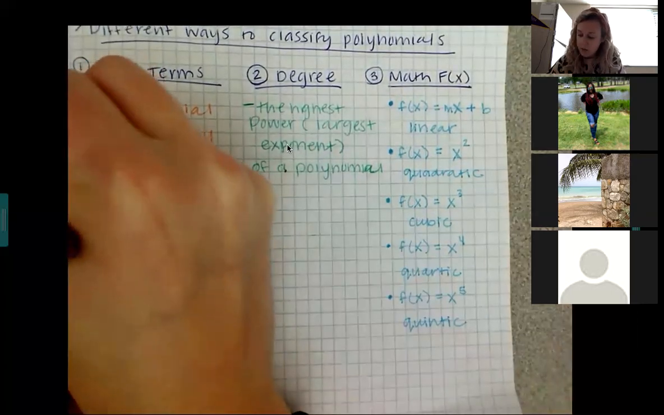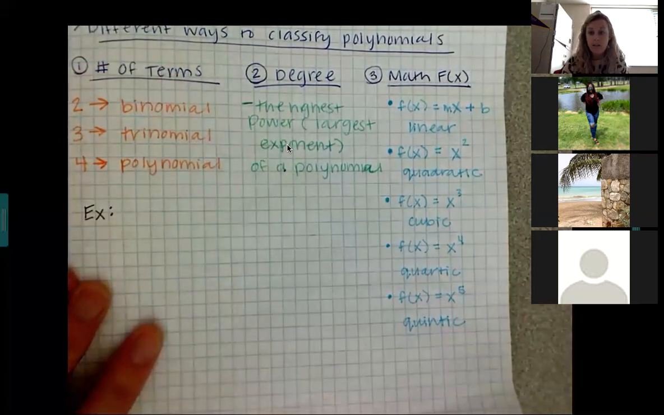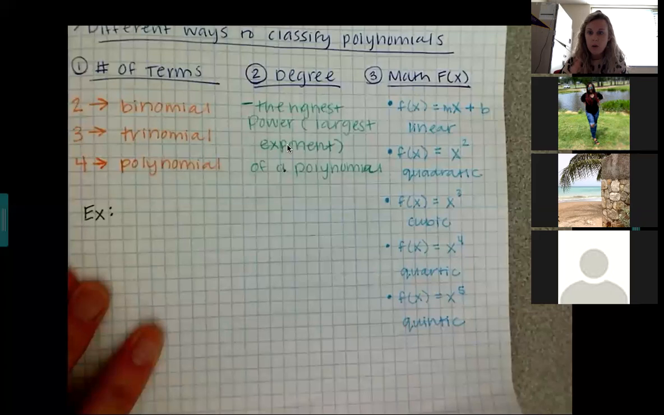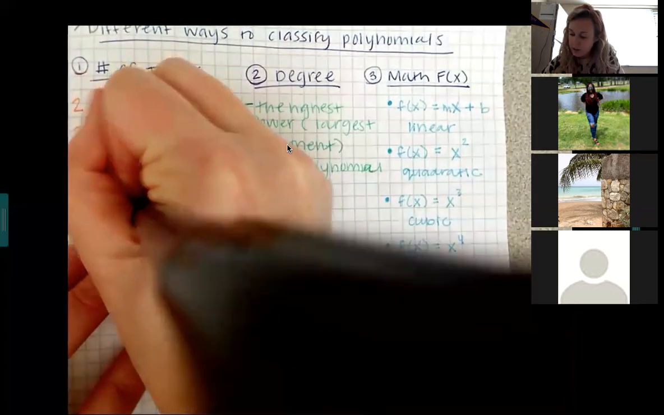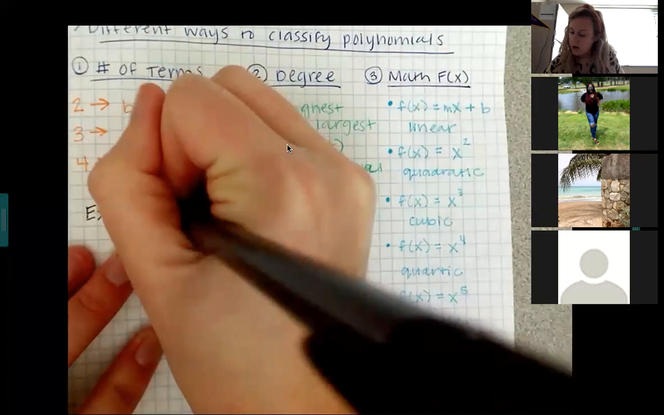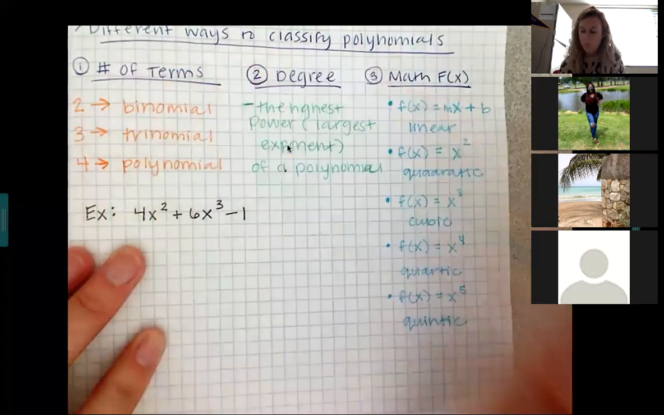Thank you for answering me, whoever that was. All right, so let's do a couple examples. All I want you to do, I'm going to give you a polynomial, and we're going to classify it, okay? So we'll do like 1 or 2 together, and then I'm going to have y'all try one. So for the first one, let's do 4x squared plus 6x cubed minus 1.